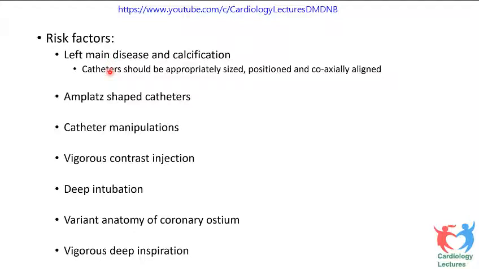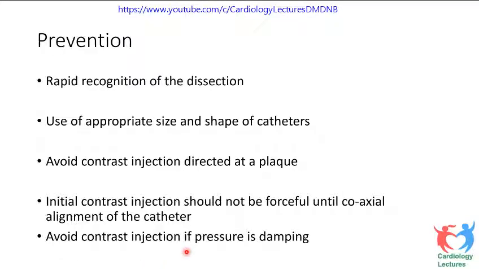Be very careful. You should size the guides properly, and you should keep them coaxial. Amplatz-shaped catheters have more incidence of dissection, and the way you manipulate the catheters is very, very important. A vigorous contrast injection is a risk. Deep intubation and variant anatomy, especially anomalous coronary, make it very difficult. And very deep inspiration or coughing during the procedure is a problem.